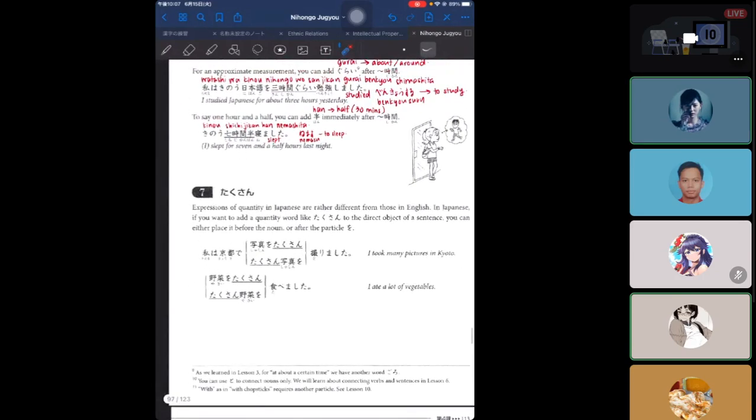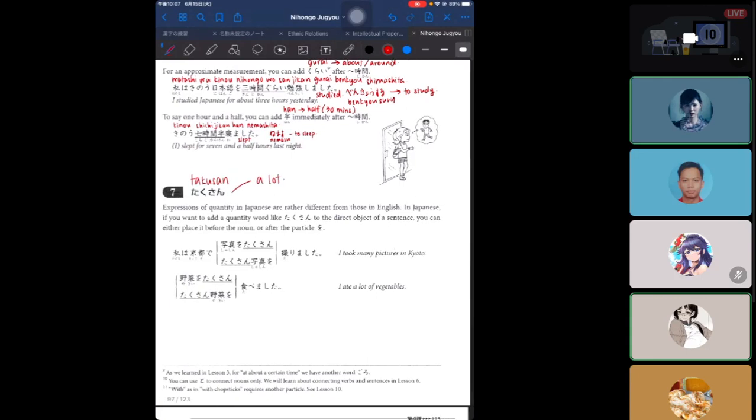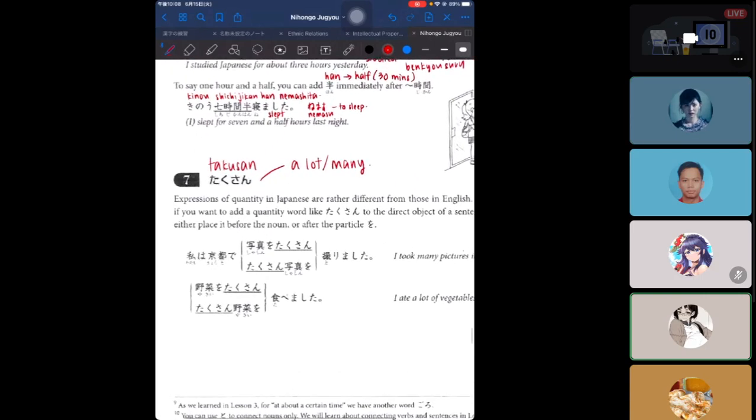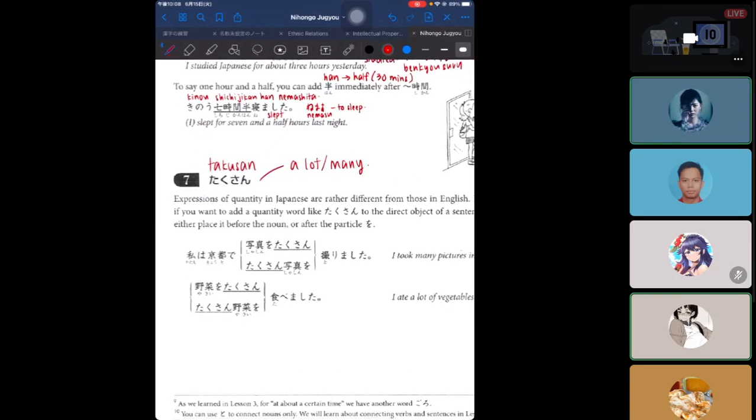Okay. Next one is たくさん. たくさん actually means a lot. So if you want to say a lot or many, you use たくさん. If you want to make a sentence saying that maybe you took a lot of pictures or ate a lot of vegetables, you just add たくさん.